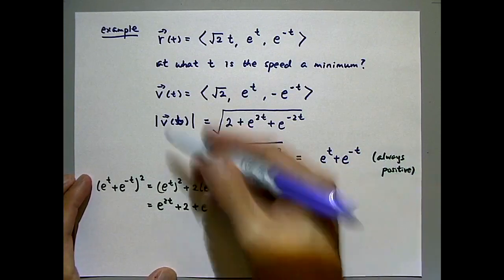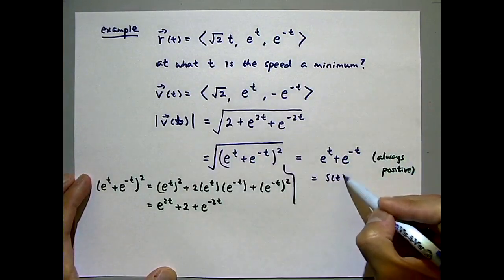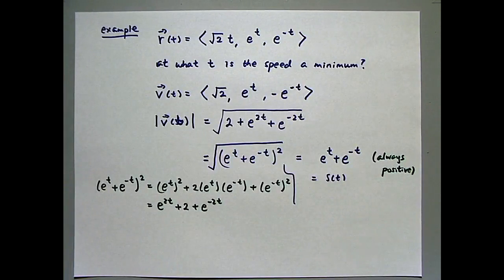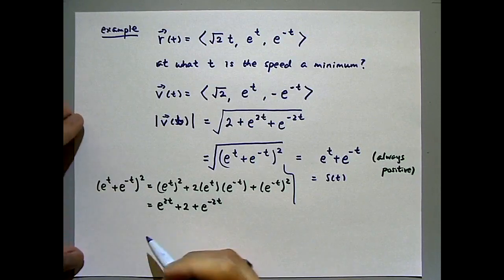Okay, so let's call this thing speed, s of t here. Now think back to Calc 1. How do you find the minimum or the maximum of something? It's a scalar function, so you know how to do it. You take the derivative and then make it equal to 0, and then you find the critical numbers. Let's do it.